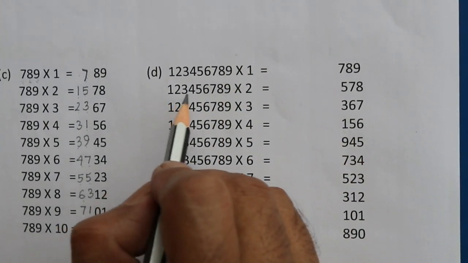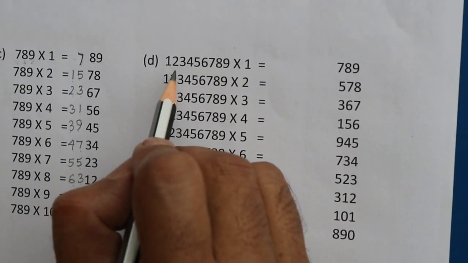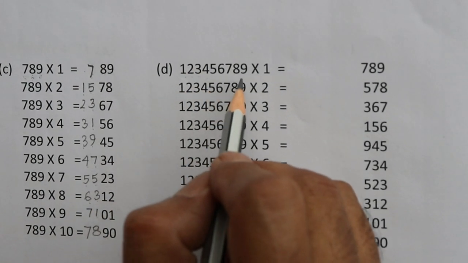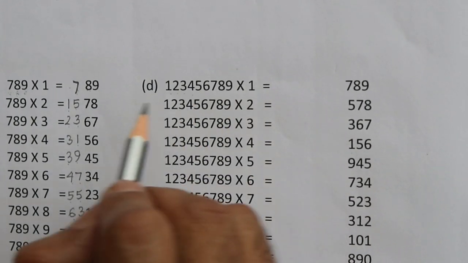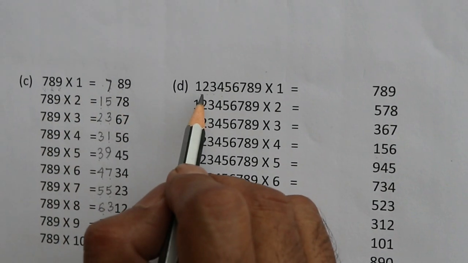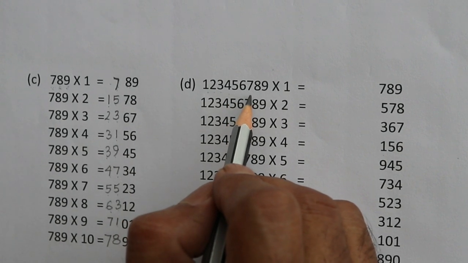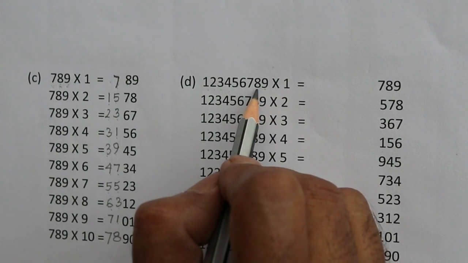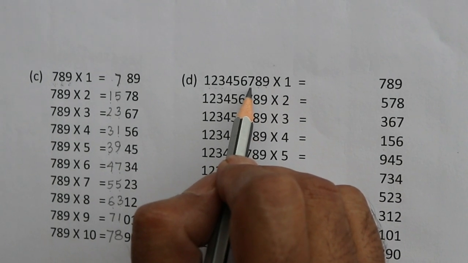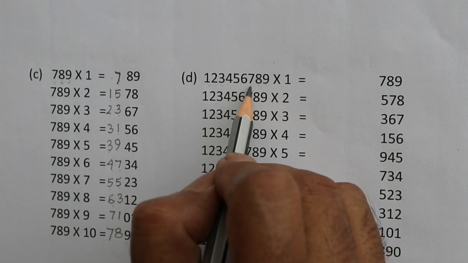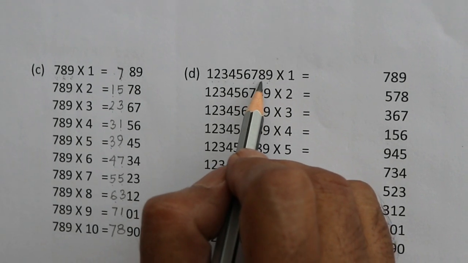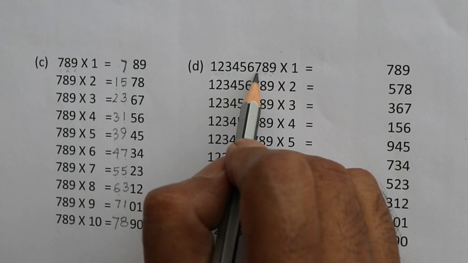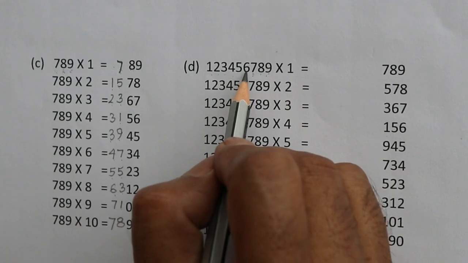Now we write the times table of the 9 digits, 1, 2, 3, 4, 5, 6, 7, 8, 9. The 2 numbers 789 and 123456789 have the same digits in the 1s, 10s and 100s place. Therefore, the corresponding digits in the 1s, 10s and 100s place are the same. Therefore, we start off with the 100s place, 6.